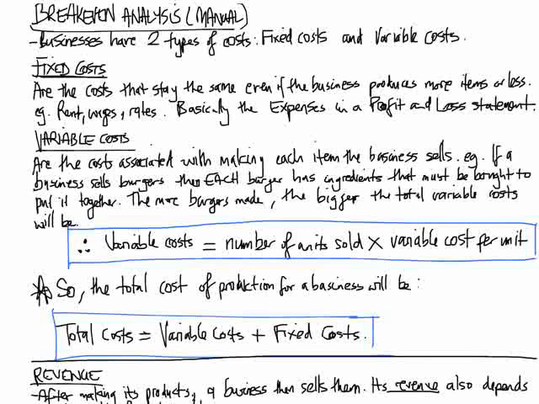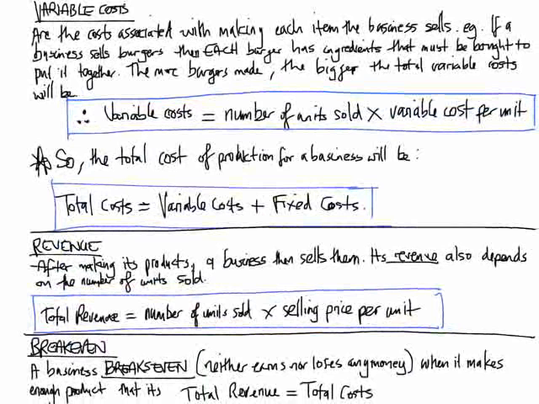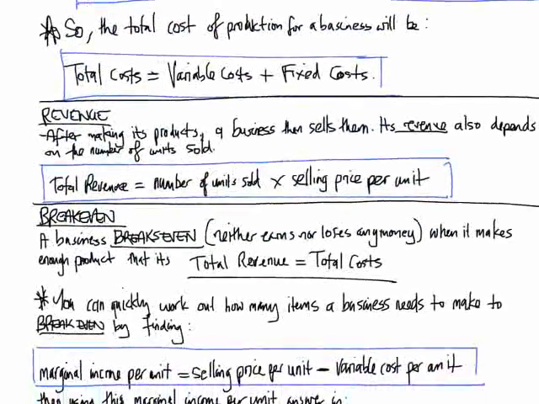So you can express variable costs as number of units sold times by however much the variable cost per unit is. So in total, if you add it all up together, you can express the cost of any business as being the total costs for running a business is going to be the variable costs, which is this, in and of itself, plus its fixed costs. Now, that's the cost for the business.